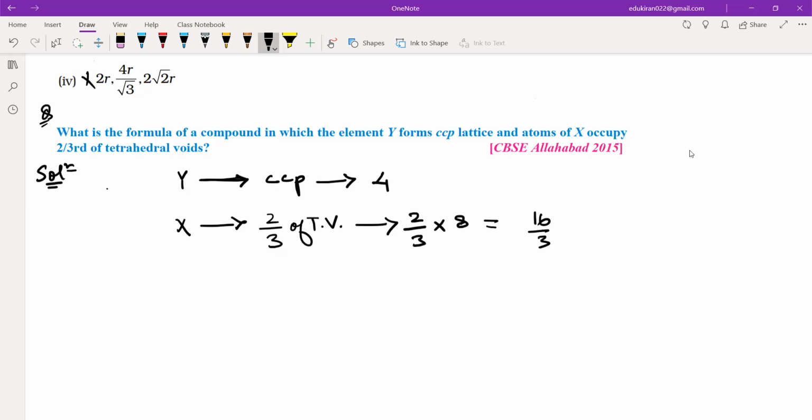This is what you have got, no? 16 by 3. So x is 16 by 3 and y is 4. First of all, we will multiply by 3 on both sides. You get x as 16, and you get y as 4 threes are 12. Then you will divide by 4. So when you divide by 4, you will get x is equal to 4 and y is equal to 3.